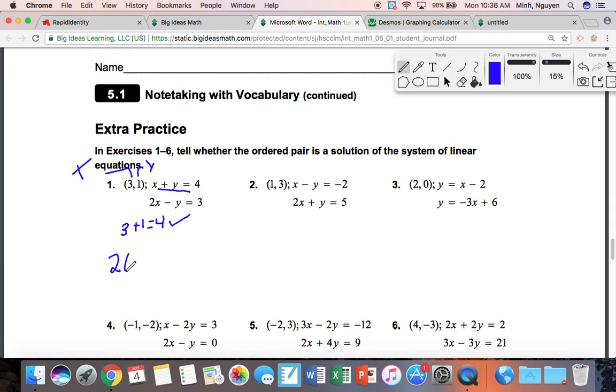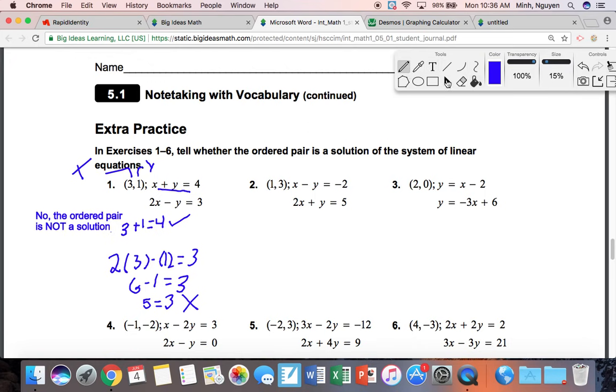2 times x, which is 3, minus 1 equals 3. So I got 6 minus 1 equals 3. Is that right? 6 minus 1 is equal to 3? Wrong. 5 is not equal to 3. So if it works for one, but it doesn't work for the other one, is that a solution? The answer is no. The ordered pair is not a solution. And then you just go through that for the rest of these.